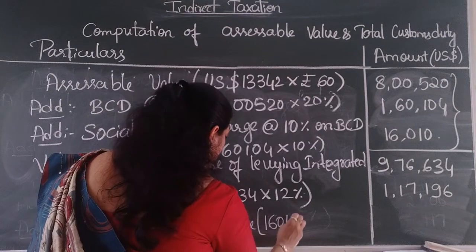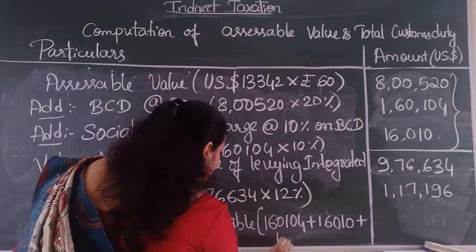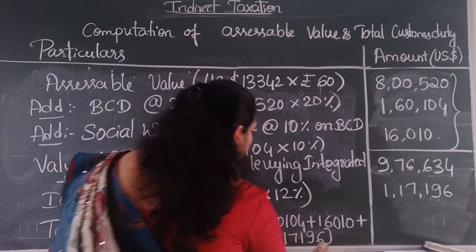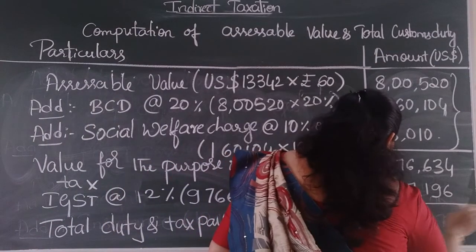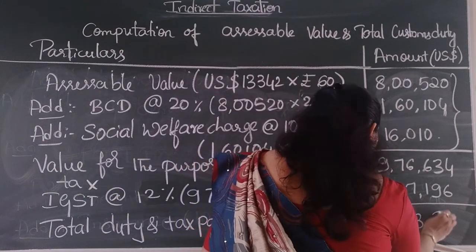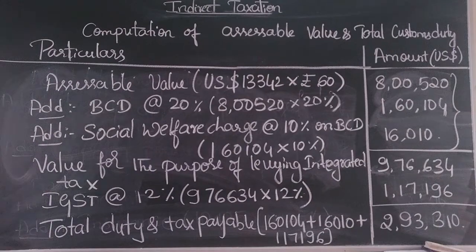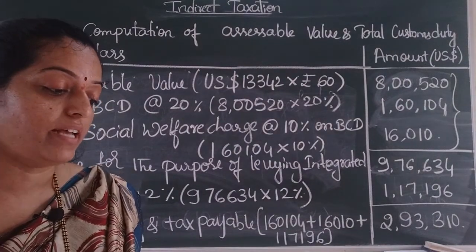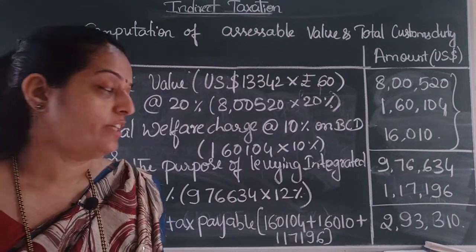So total duty and tax payable is 1,60,104 plus 16,010 plus 1,17,196. Okay, that is BCD value, basic customs duty value, then social welfare charge and also IGST of 12% gives you the total tax and duty payable as 2,93,310. So note is there, you can refer to the note as buying commission paid by the importer is not includible in computing the assessable value.